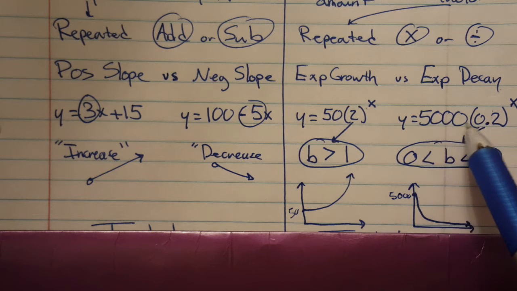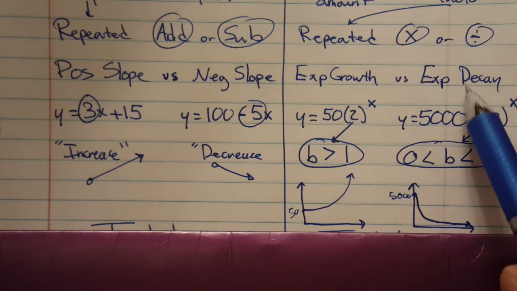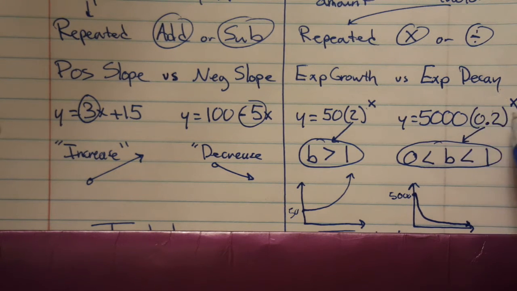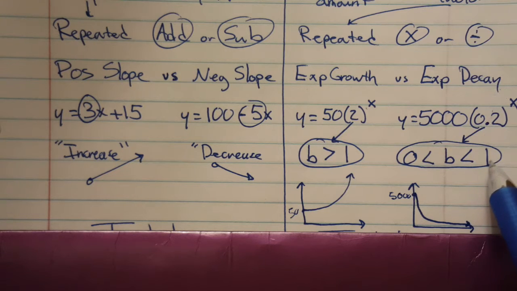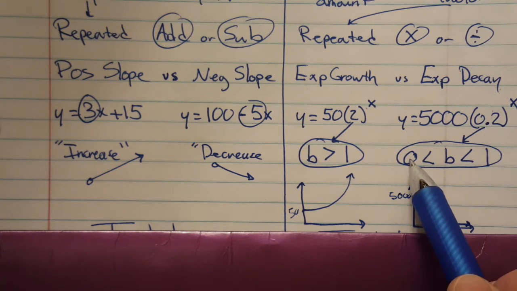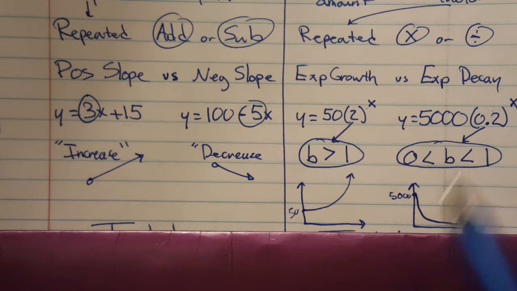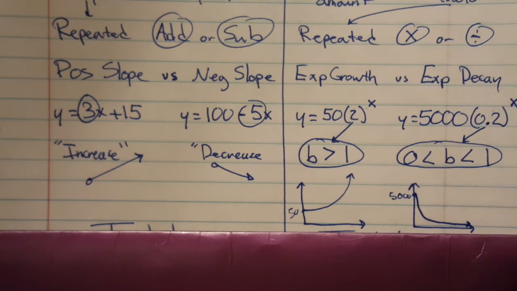Here I've got 5,000 times 0.2 to the x power. If you want something to decay or get smaller with an exponent, whatever you make it grow by needs to be 0 point something. 1 does nothing, 0 completely erases it. So somewhere between 0 and 1 is where things are going to decay. So basically 0 point something.